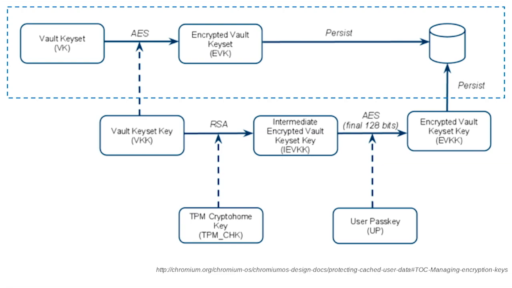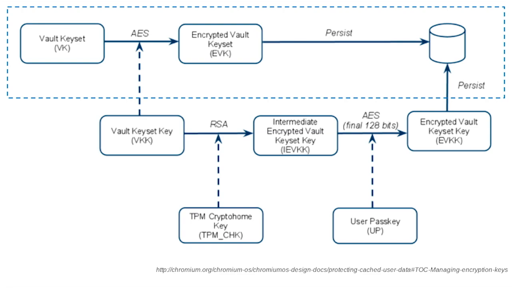On this slide, you will see this is the vault key set is what we use to encrypt and decrypt the user home directory. And we use the vault key set key, VKK, in the second part, in the lower part of the slide, to encrypt or decrypt this encrypted vault key set, and store it in an encrypted form on disk. So we have this random key that encrypts user data. Now we generate yet another random key, which encrypts that key in turn.